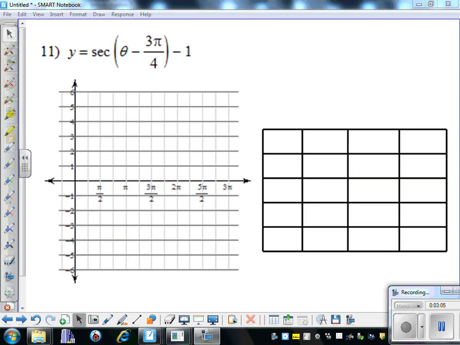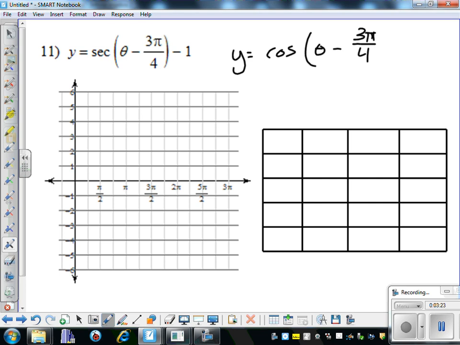All right, let's look at number 11 here. Now, number 11 says y equals secant, parentheses, theta minus 3 pi over 4, inner parentheses, minus 1. Now, here, I'm going to first graph y equals cosine theta minus 3 pi over 4 minus 1.